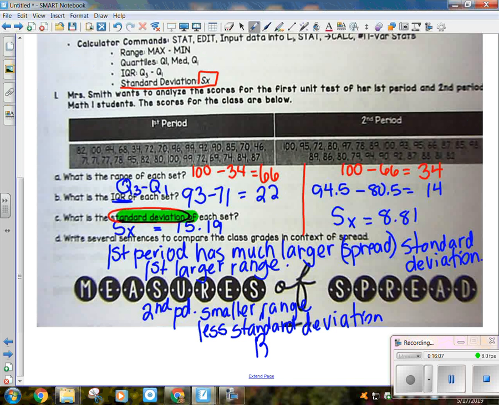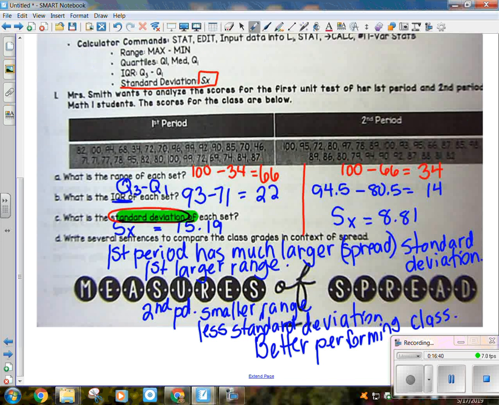So they are the better performing class. So this teacher should have the better performing class. Her second period, those students consistently score better. They don't have as much range, which means their scores are closer together. They don't have as many highs and lows. That kind of generally indicates a very strong overall group of students.